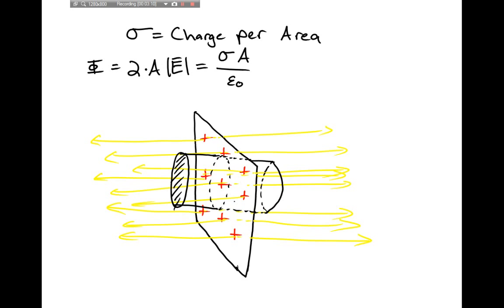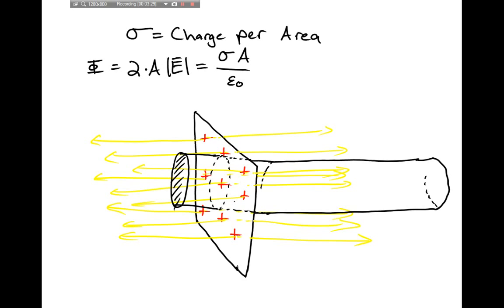Okay? Now the trick to this is that if I imagine, let me go ahead and just extend this. So let me go ahead and take this cylinder now and extend it all the way over to the very end of the screen.